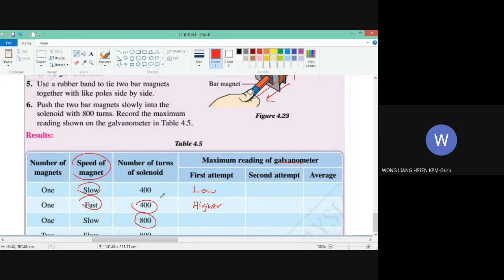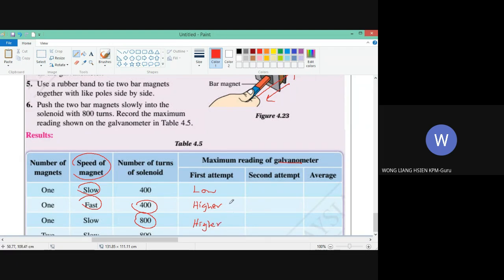Next is the number of turns of solenoid, 400 and 800. If you compare the 800 turns and the 400 turns, you will see that the 800 turns will give you a higher reading. That means if there are more turns, then you also produce a stronger EMF. That means this reading will be higher compared to this one.